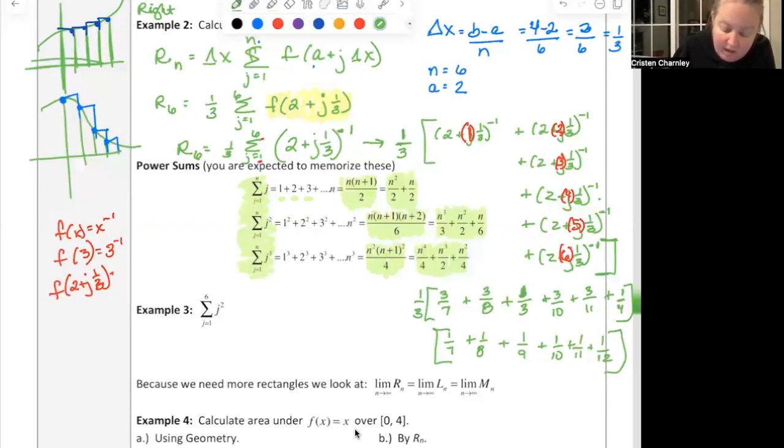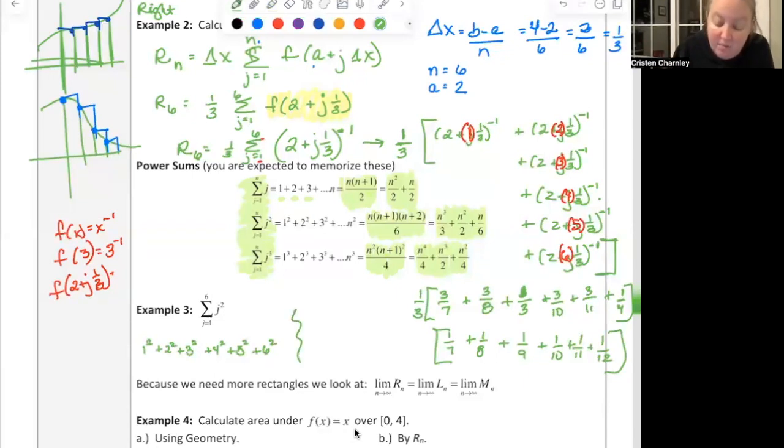This would be j squared. We're going to start at 1 and end at 6. So this is 1 squared plus 2 squared plus 3 squared plus 4 squared plus 5 squared plus 6 squared, and whatever that turns out to be.